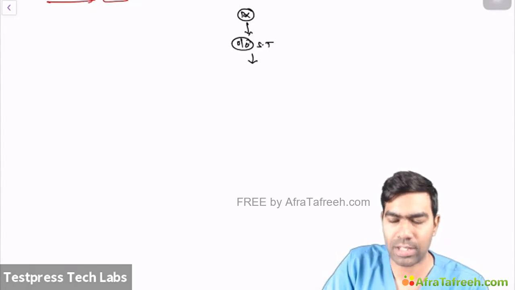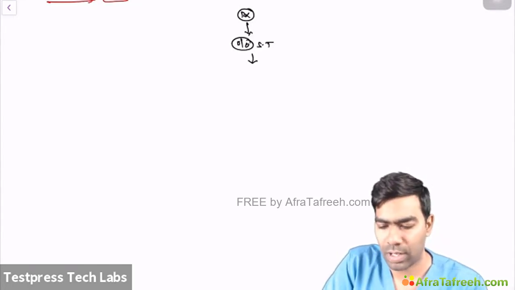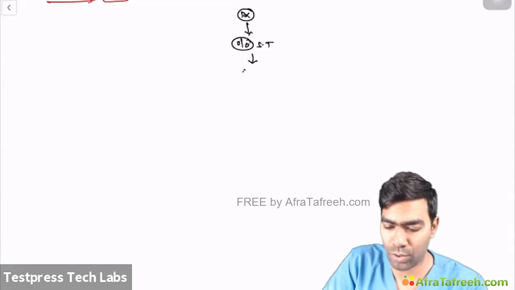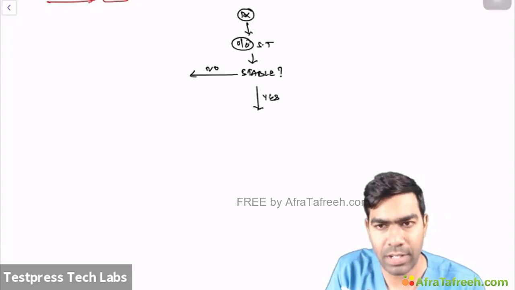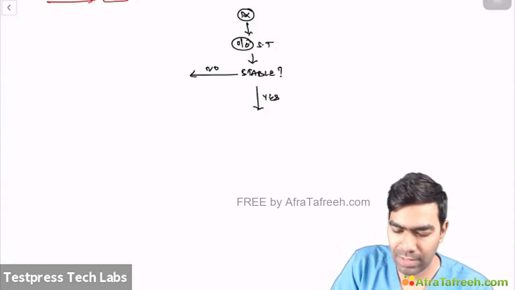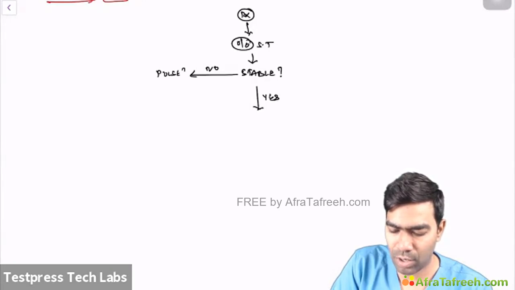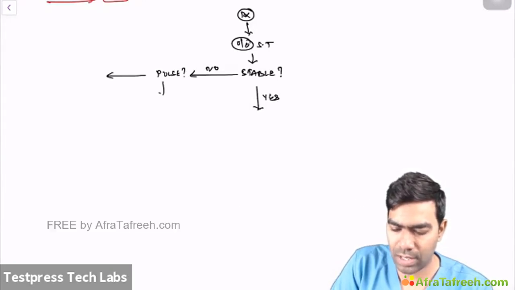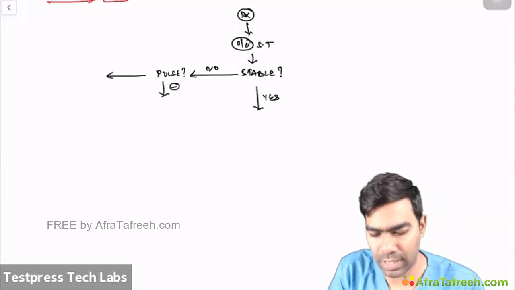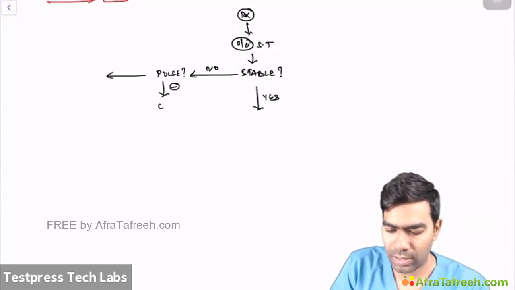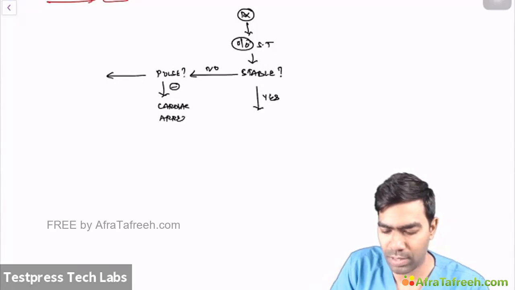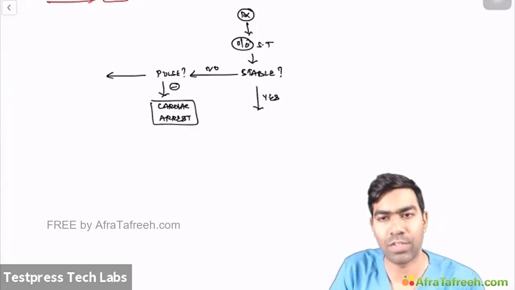Then the next step is to find out whether the patient is in shock or not. So see the stability of the patient. Ask the question: stable or not. If the patient is not stable, see whether a pulse is there or not. If the pulse is not felt, you can treat it as a cardiac arrest. This is the true definition of a cardiac arrest: you are not able to feel the pulse.